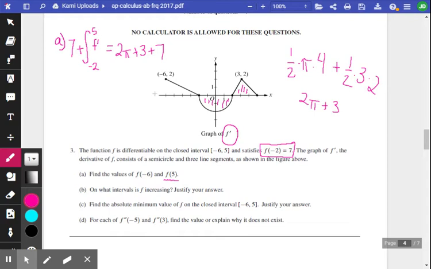And I'm just looking back. Oh, dang it. What did I forget to do? I forgot to make the semicircle negative. So this amount is negative. So let me erase.